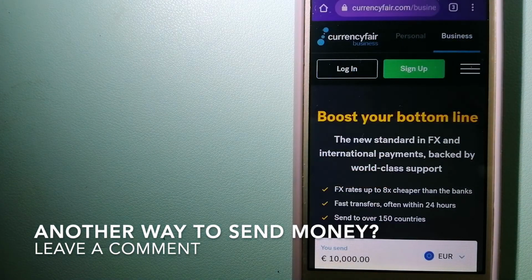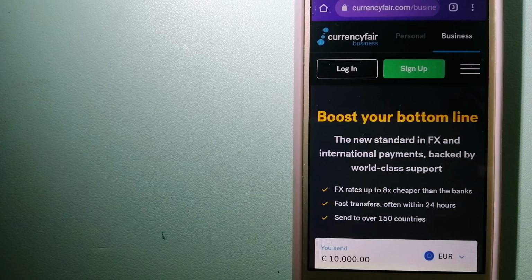The third option is CurrencyFair. This is a P2P online marketplace that allows individuals and businesses to exchange currencies and send funds to bank accounts worldwide. It uses a unique person-to-person online marketplace to facilitate currency exchange between users in a simple and anonymous fashion. And to know more about CurrencyFair, just check the video description.